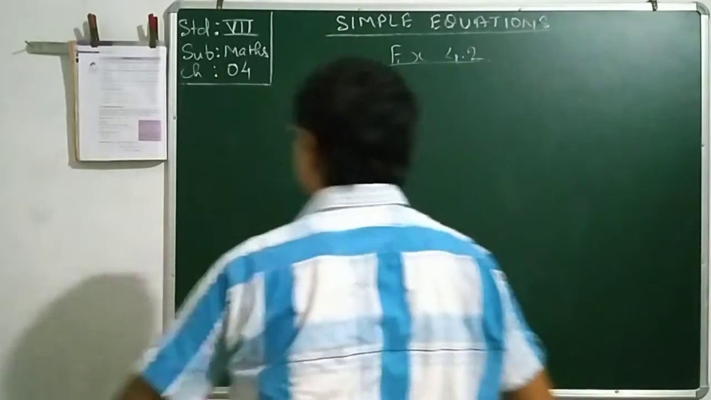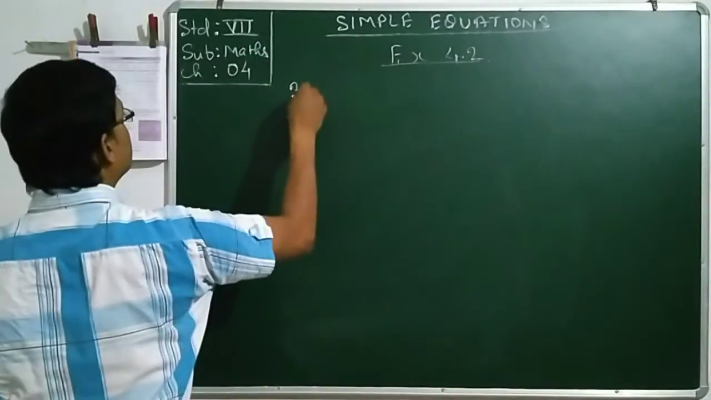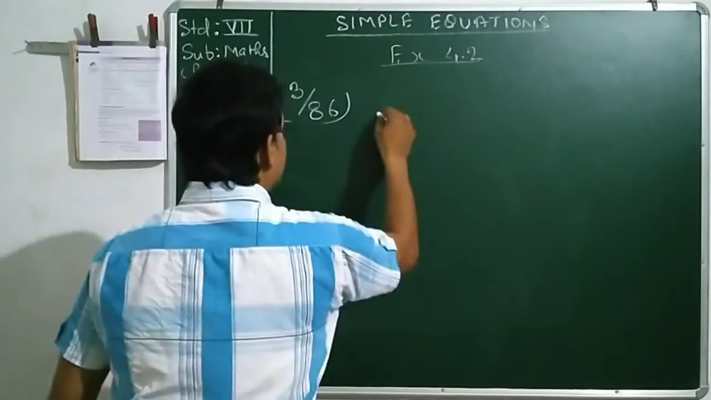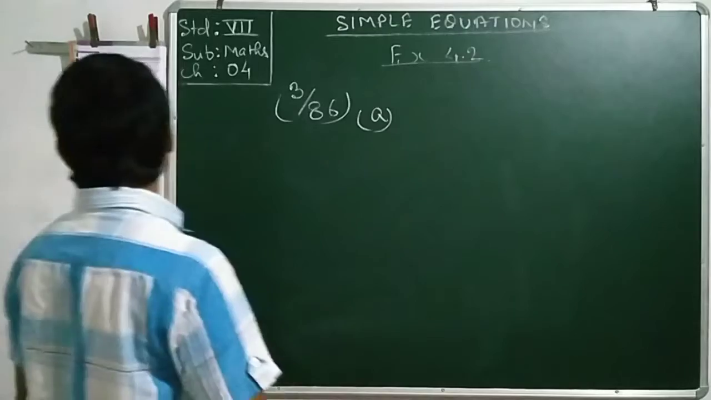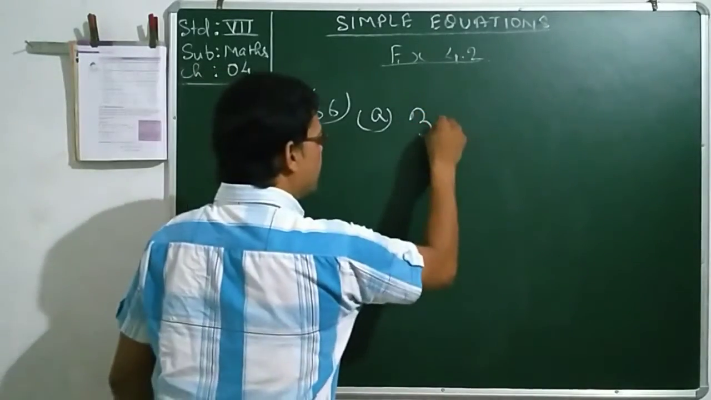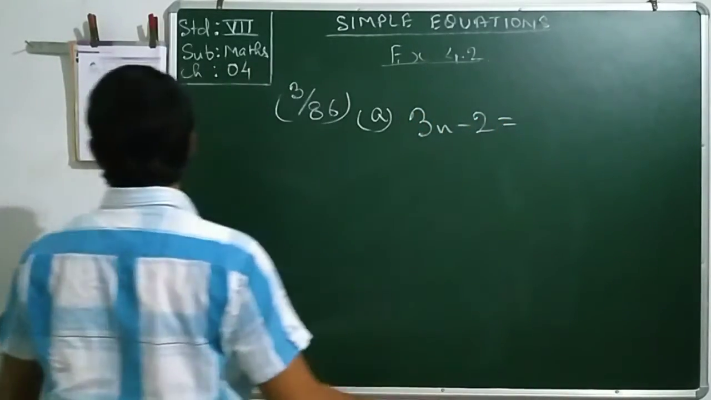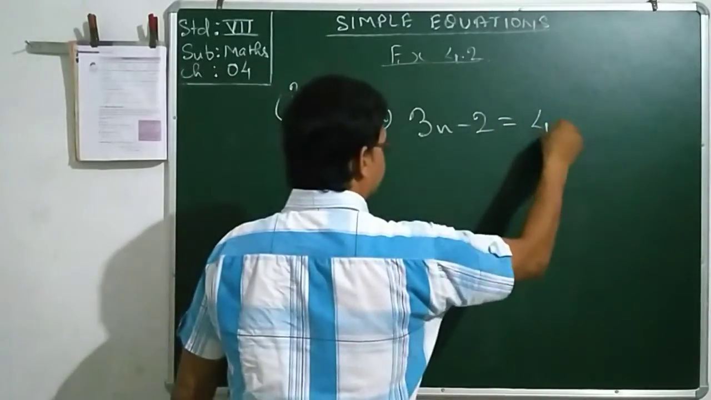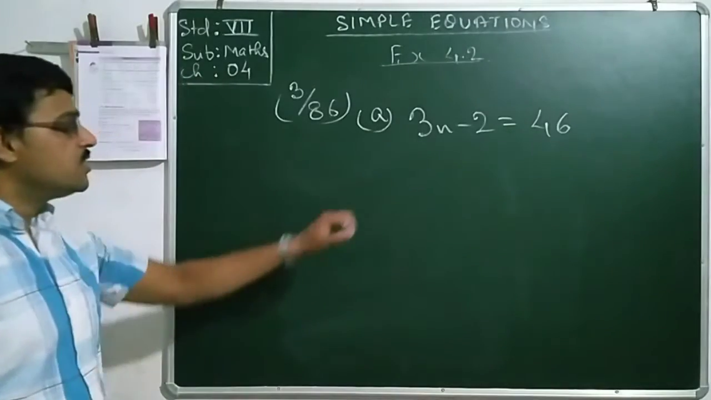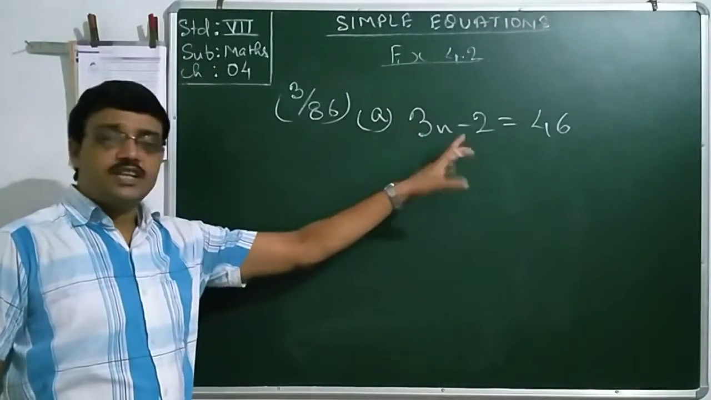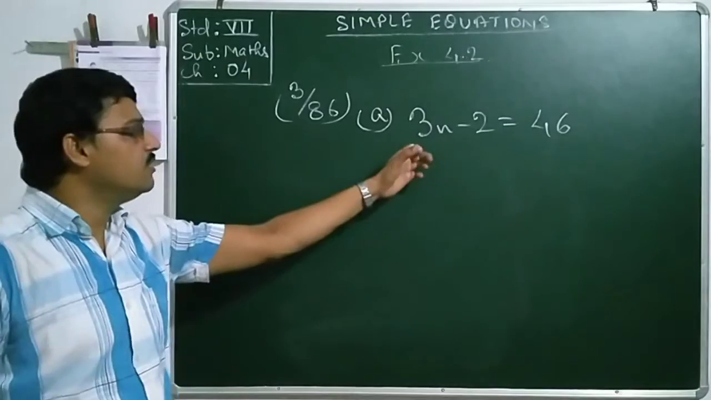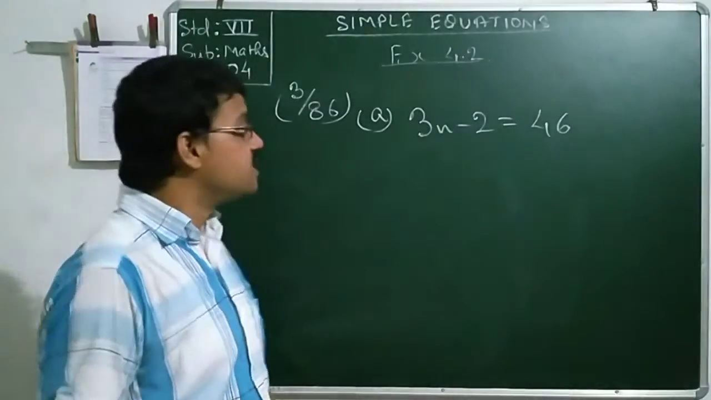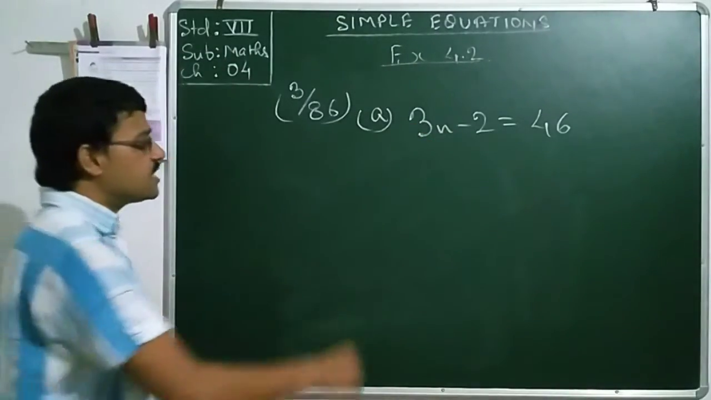In the 3 number, the first one is 3m minus 2 equal to 46. See, first the term containing the variable needs to be separated from this expression, that is, from the LHS.